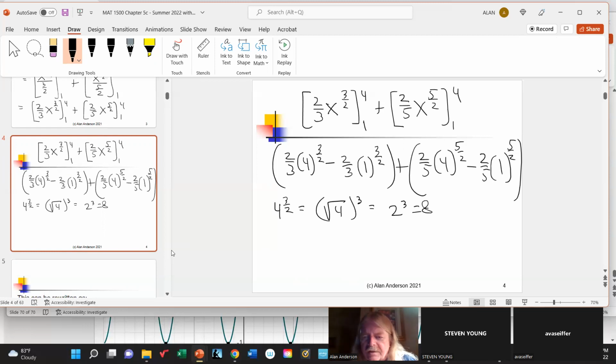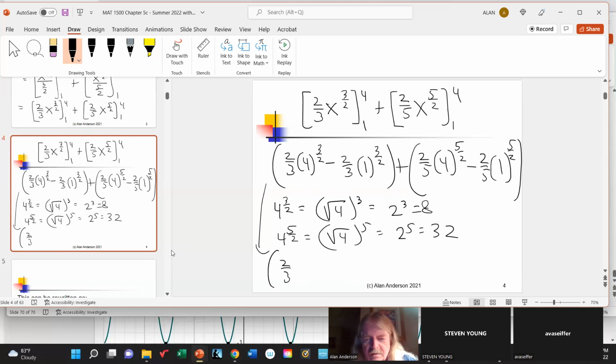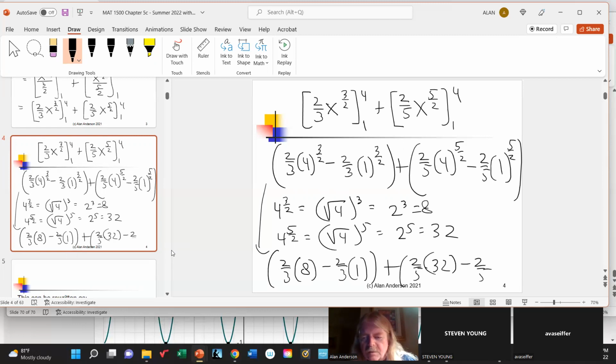And over here, we've got 4 raised to the 5/2 power. So you're taking the square root of 4 and then raising that to the 5th power. So you've got 32. So what you've actually got here is 2/3 times 8 minus 2/3 times 1 plus 2/5 times 32 minus 2/5 times 1. All right, well, it looks like a mess, and it kind of is.